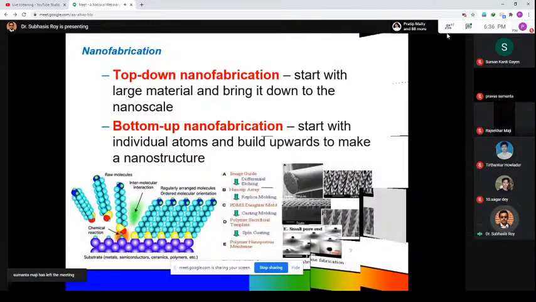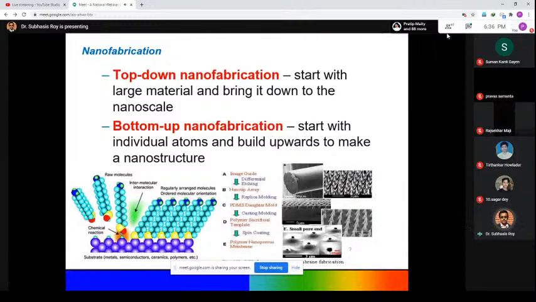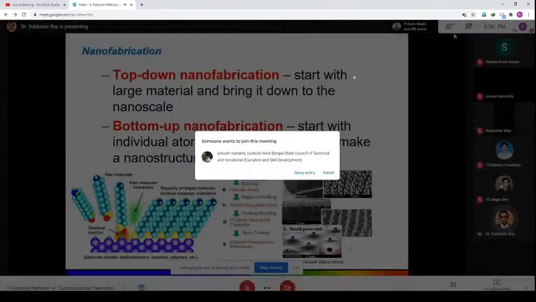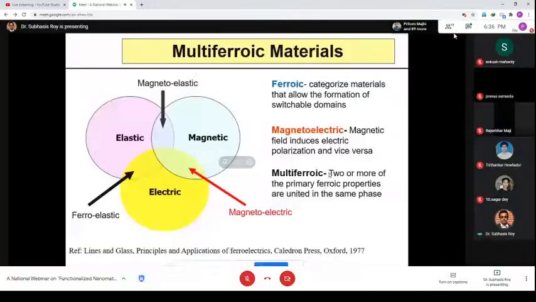For nanofabrication, there are two parts. How to fabricate the nano? First is top-down fabrication, which starts from the large material and brings it down to the nanoscale. Another is bottom-up nanofabrication, where a smaller size is made a little larger, that means from the atom level up to the nanostructure level. By these two techniques, we make the nanomaterials in our laboratory. So now I am starting my work.